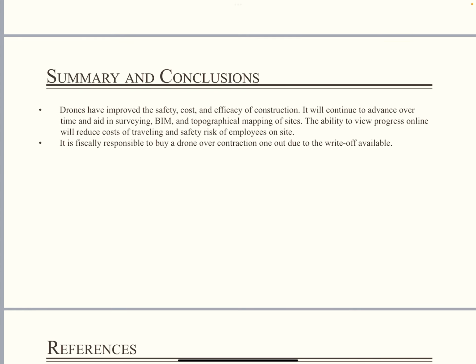Summaries and conclusions. Drones have improved the safety, cost, and efficiency of construction. It will continue to advance over time and aid in surveying, BIM, and topographical mapping of sites. The ability to view progress online will reduce cost of traveling and safety risk of employees on site. It is fiscally responsible to buy a drone over contracting one out due to the tax write-offs available to you.